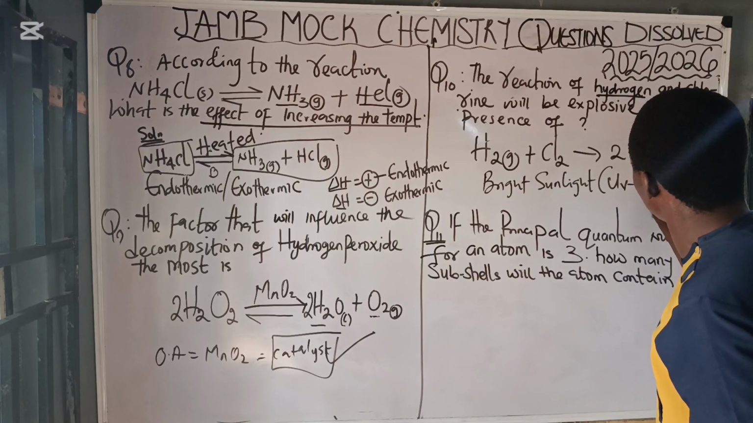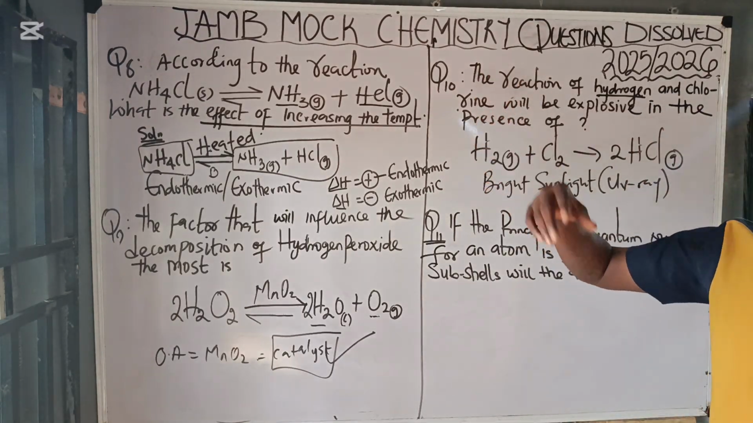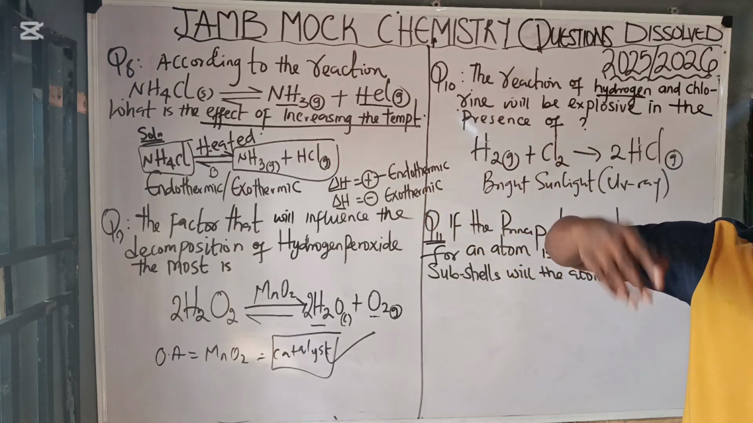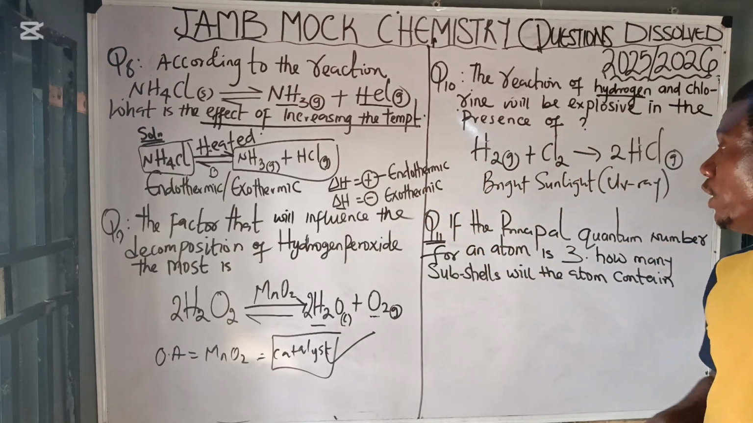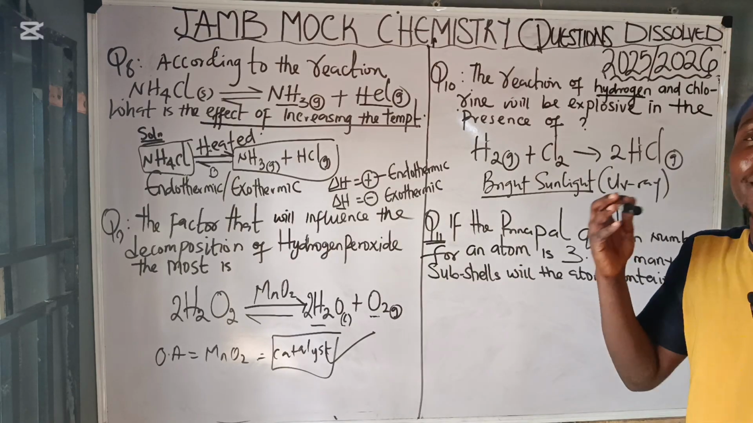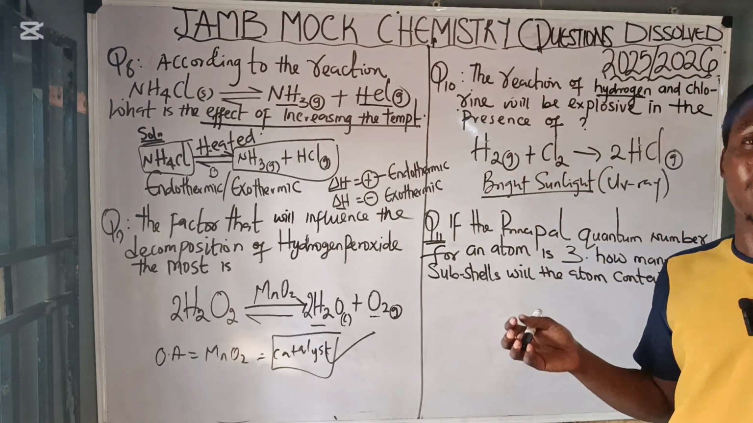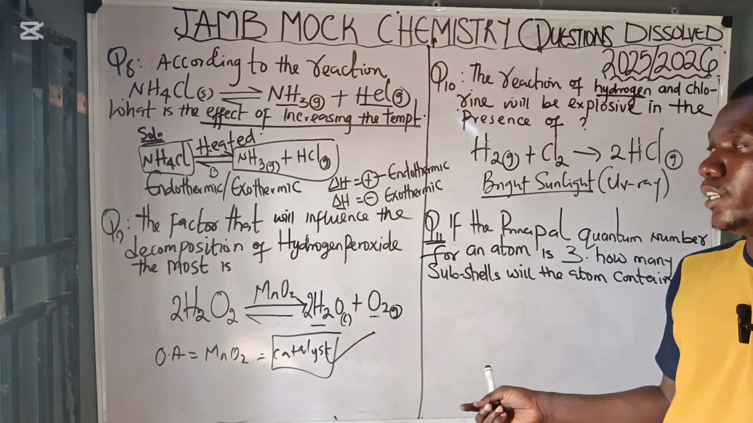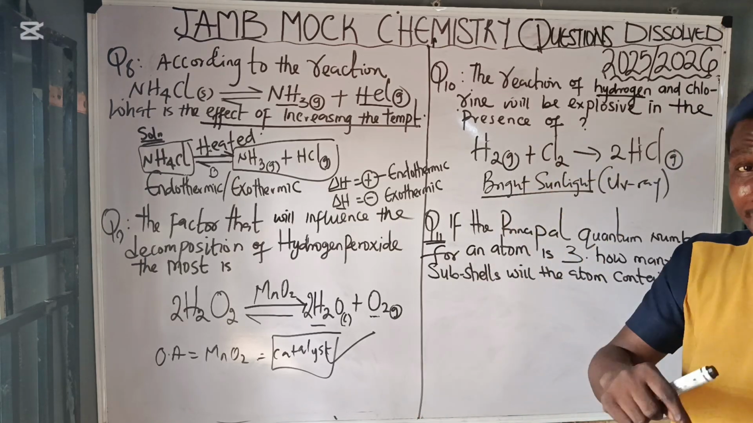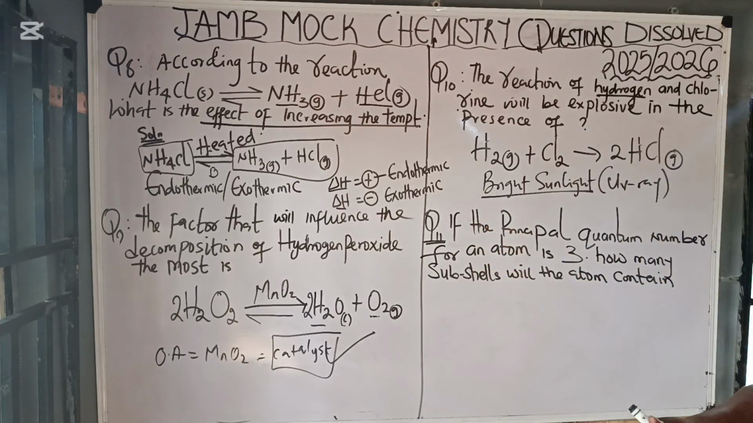Or bright UV rays. It will become explosive. It will produce heat and fire. It will become an exothermic reaction if it occurs in the presence of what? Bright sunlight. But this particular reaction can be controlled if it occurs in dim light. Yes, it will no longer be explosive if the light is dim. But it will be explosive if the light is what? Bright. Take a look at the next question.